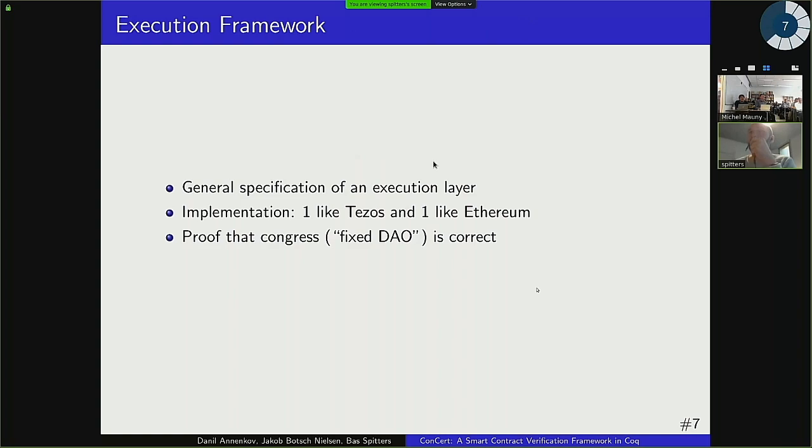We have a general specification of what the execution layer looks like. It takes a number of generated transactions and starts to execute them. You can handle these things both in a breadth-first way or in a depth-first way. We have two implementations of the execution layer: one that's very much like the Tezos one, and another that's very much like the one for Ethereum. We proved that the Congress, which is basically the core of the infamous DAO contract, is correct. So our framework allows you to prove very substantial properties of substantial smart contracts. I haven't seen anything of this size be verified in a proof system before.